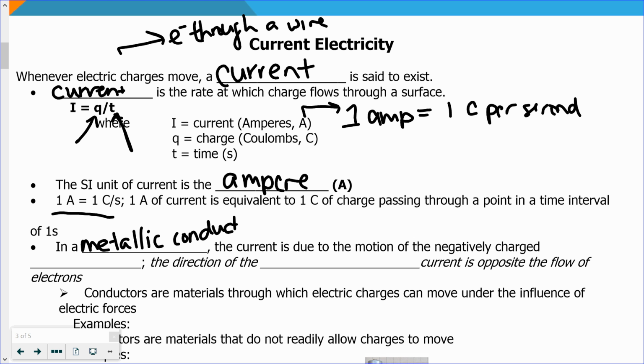so we know for the most part, metals are pretty darn good at conducting electricity and allowing the movement of those electrons to occur. So in a metallic conductor, the current is due to the motion of the negatively charged electrons.